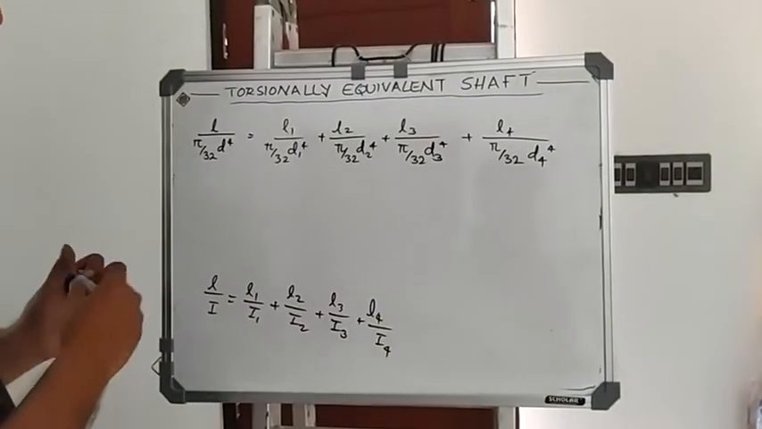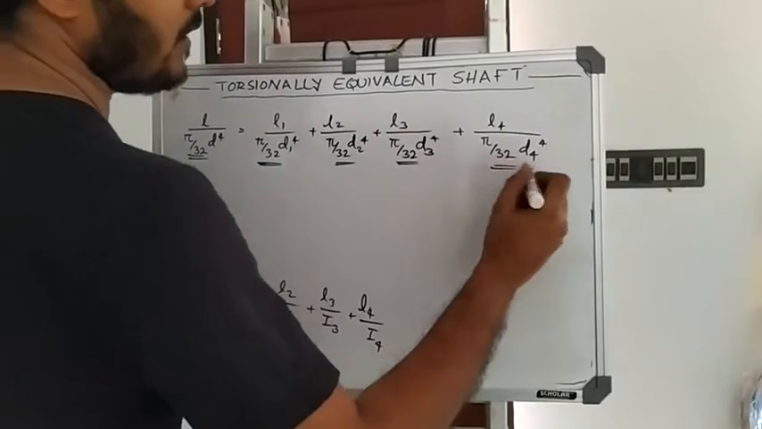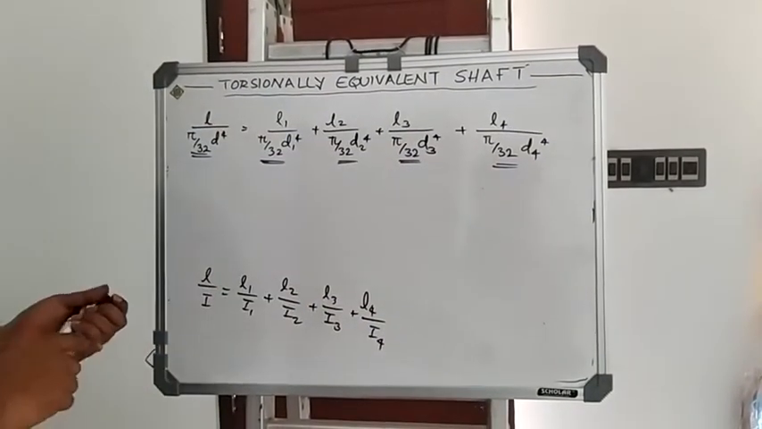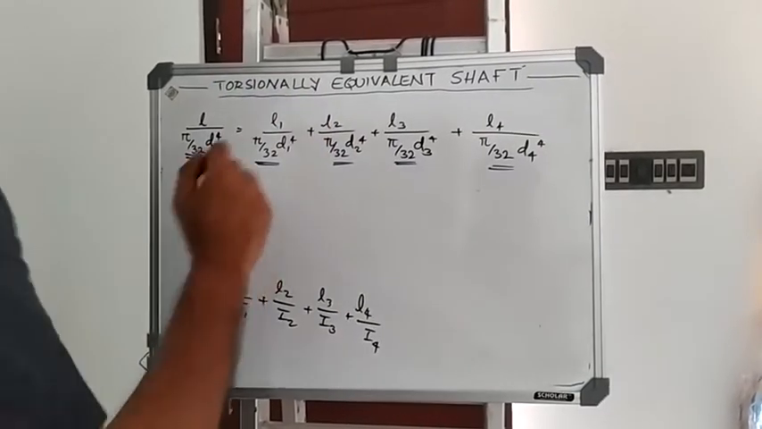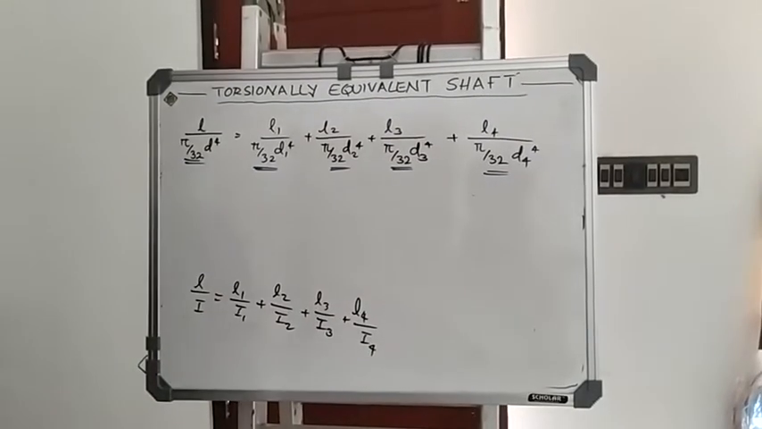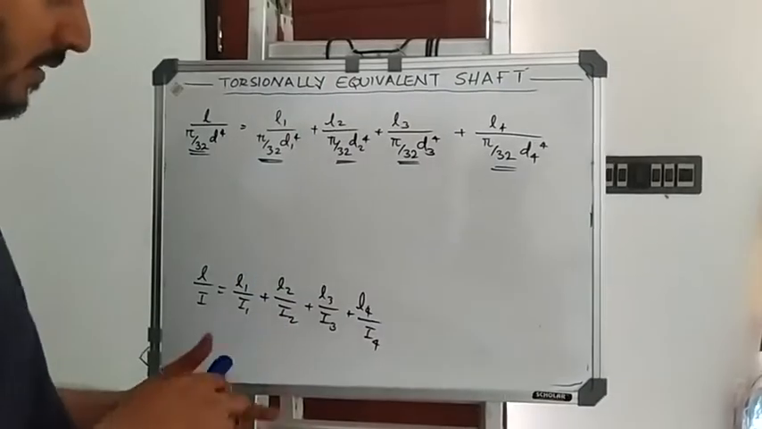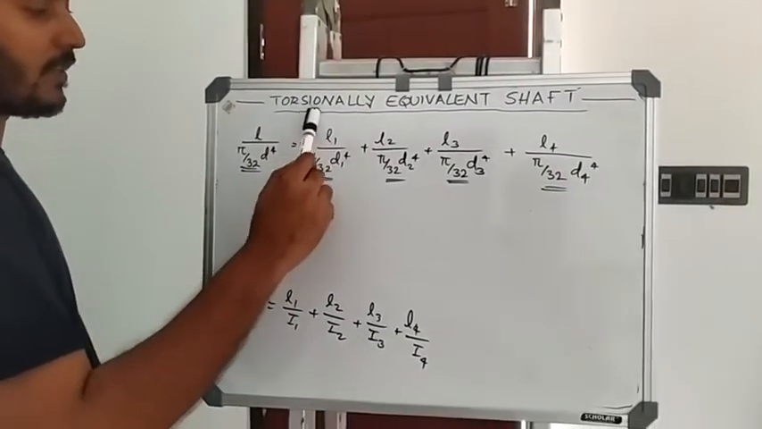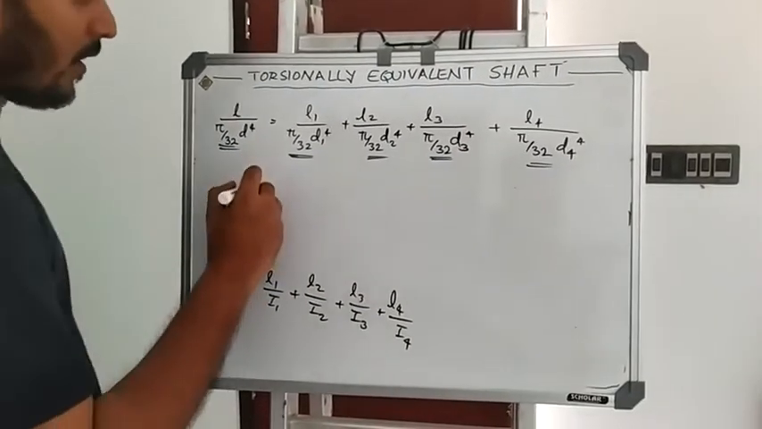Now pi by 32, this term will get cancelled from each component. Remaining will be L by d4 equal to L1 by d1 raised to 4, L2 by d2 raised to 4, L3 by d3 raised to 4, and L4 by d4 raised to 4. Now I am going to multiply the total equation using d raised to 4. That means here if I multiply with d raised to 4, both d raised to 4 will get cancelled. So remaining will be only L.